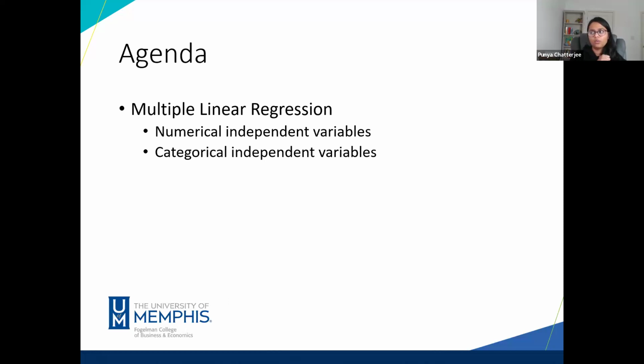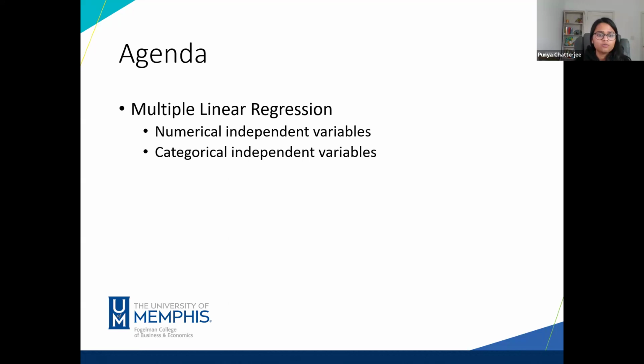So today, as I said, we will do multiple linear regression, but within that, we are going to look at two different cases. The first is a simple extension of simple linear regression where we have more than one independent variable, but still all the independent variables are numbers, like 1, 2, 3, just like we saw before. Then I'm also going to talk about what happens when the independent variables are not numbers but a category.